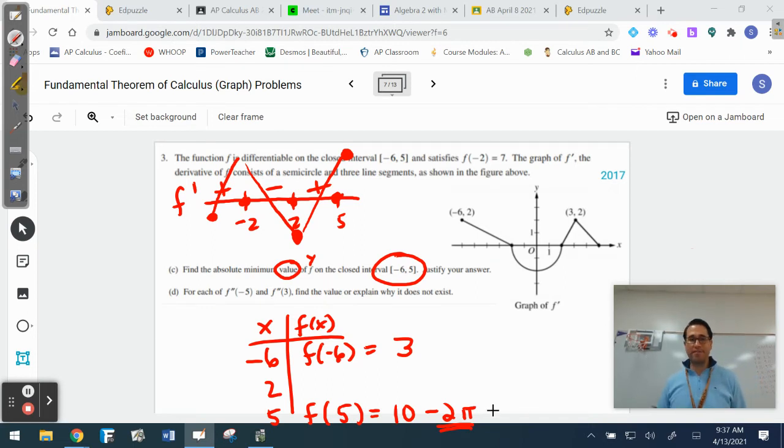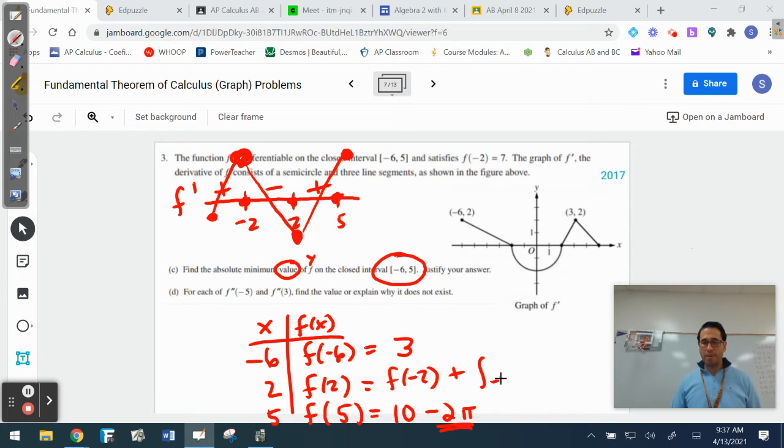Okay, so I'm going to have to find out what f of 2 is. And yes, hopefully you're saying it at home, that's a critical point too. But f of negative 2 is not going to be a minimum. So here I just have to do f of 2. Now, how would I do that? Well, I would do f of negative 2 plus the integral from negative 2 to 2 of f prime of x dx, right? That's going to give me the value.